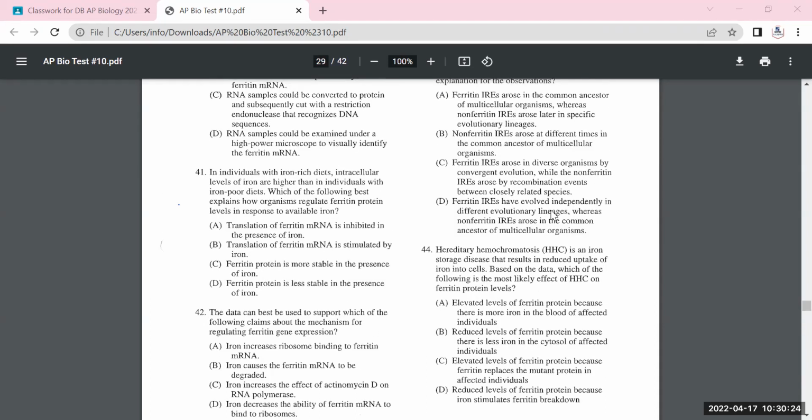Right, so what does that show us? When you have high levels of iron, you get high levels of ferritin. Why could that be? Translation is inhibited? No. Translation is stimulated by iron? Yes. When you have iron, you also have ferritin.